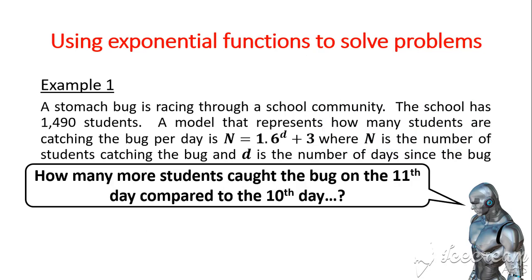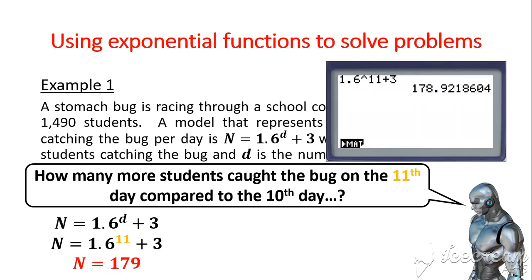Right, another question. How many more students caught the bug on the 11th day compared to the 10th day? Well, we're going to do a similar thing. We're going to start off and substitute in 11 for d, 1.6 to the power of 11 plus 3. That gives me 178.9218604. We can't get decimals for students, so once again, we're going to have to round up to 179 students.